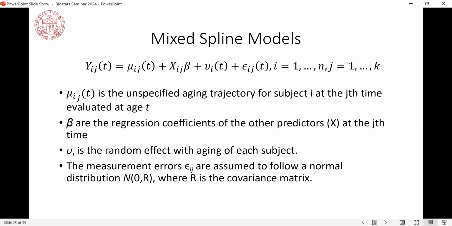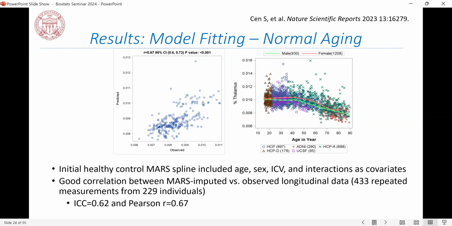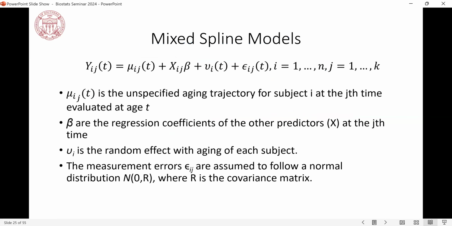So now we have the data augmented. Now we have data prepared. We have the longitudinal data from both healthy aging and the MS patient. Next is the mixed spline. Have you guys used a mixed spline?